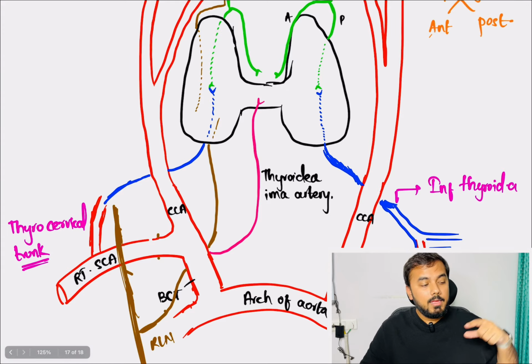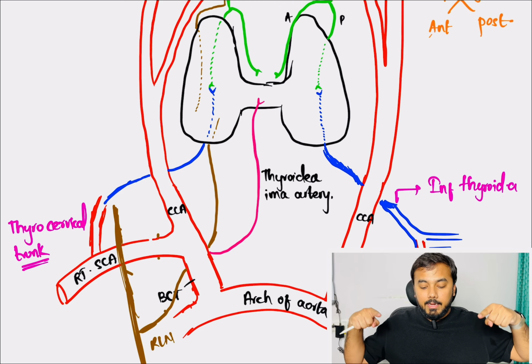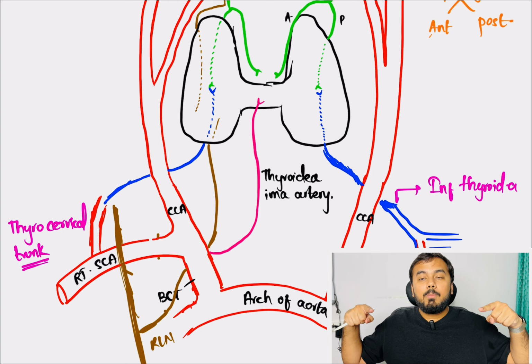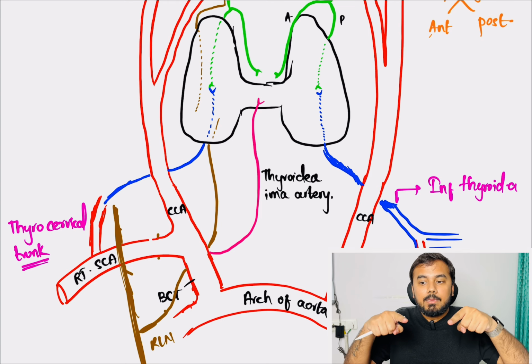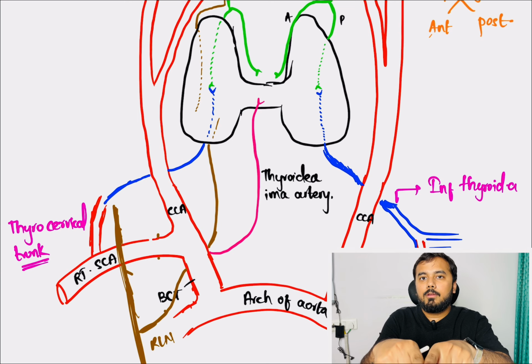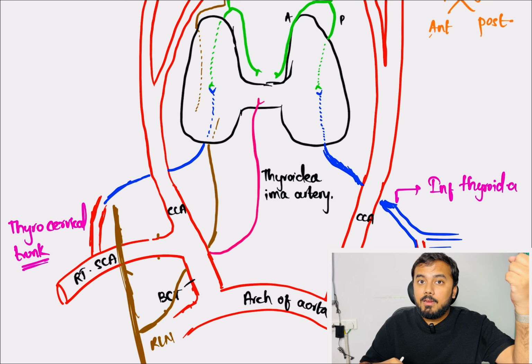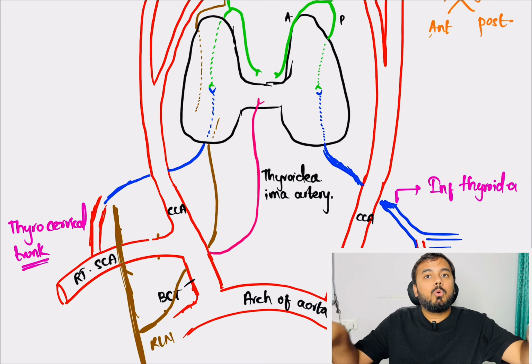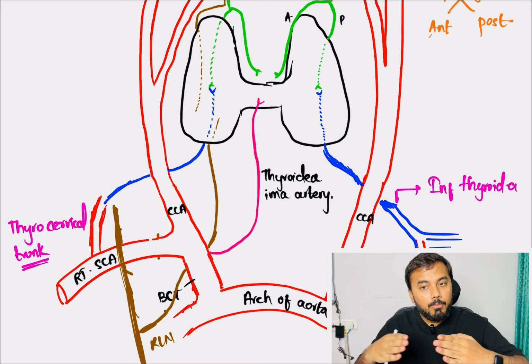What is happening in the lower part? This is the inferior thyroid artery, and this is the recurrent laryngeal nerve. Initially both of them are far away. As the gland is approaching, both of them come together. There, as the gland is approaching, both of them go away. Here, as the gland is approaching, both of them come together.